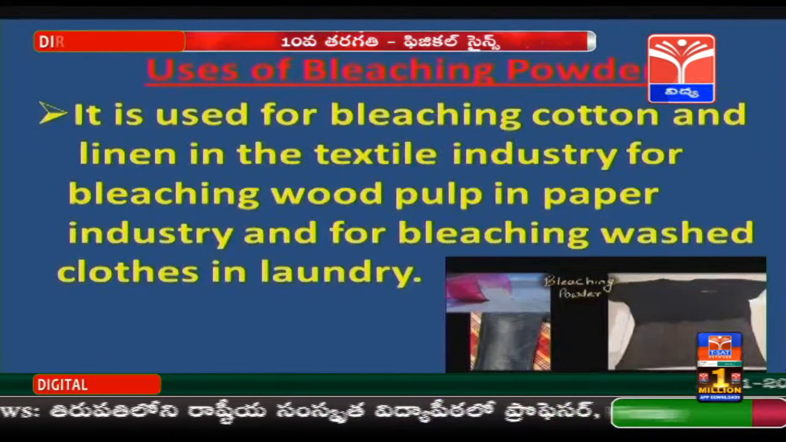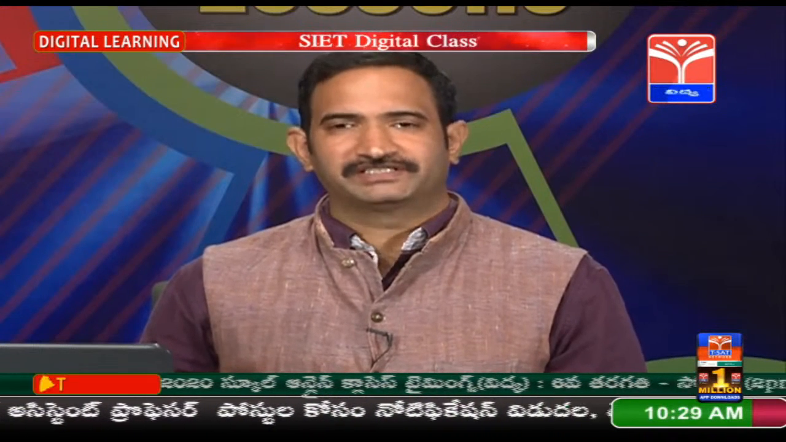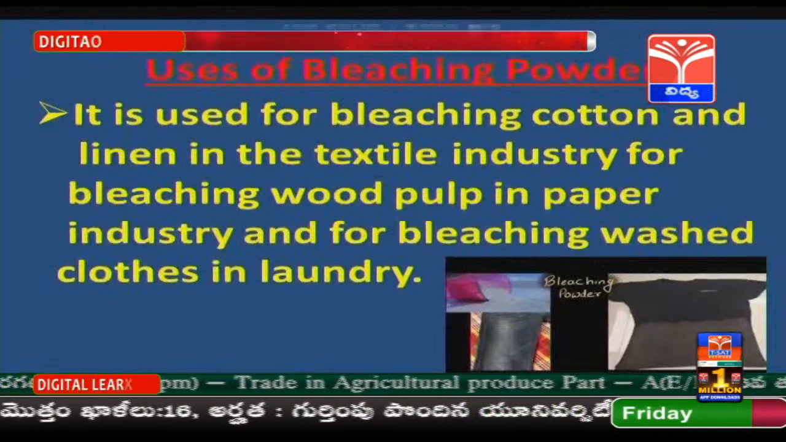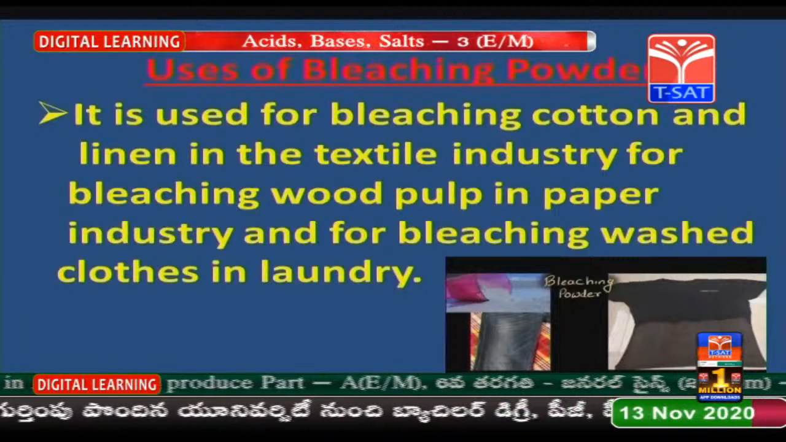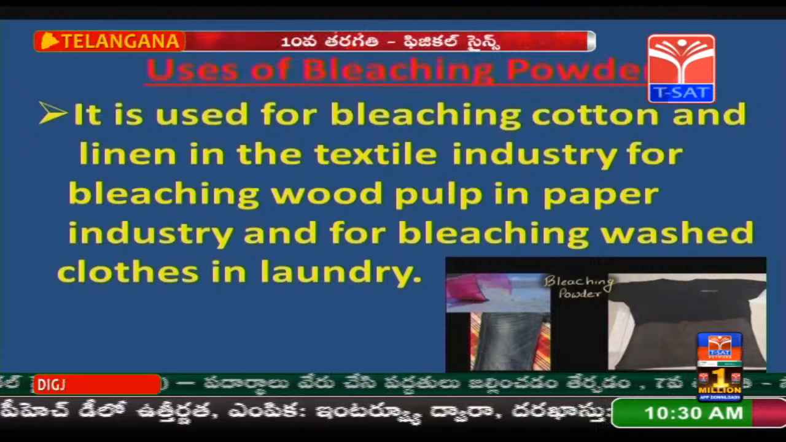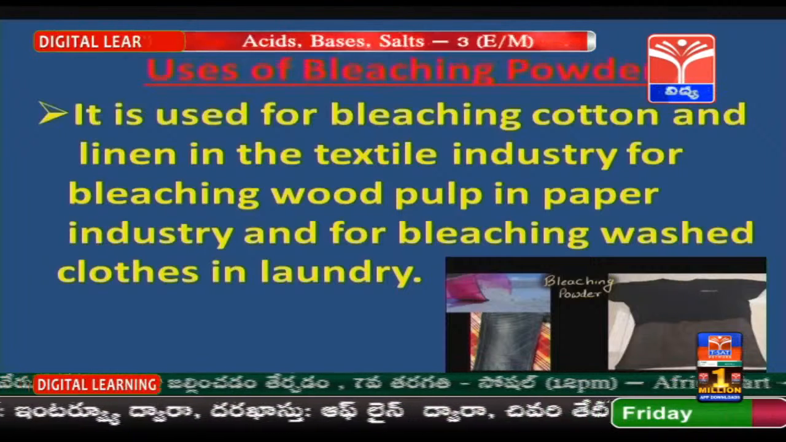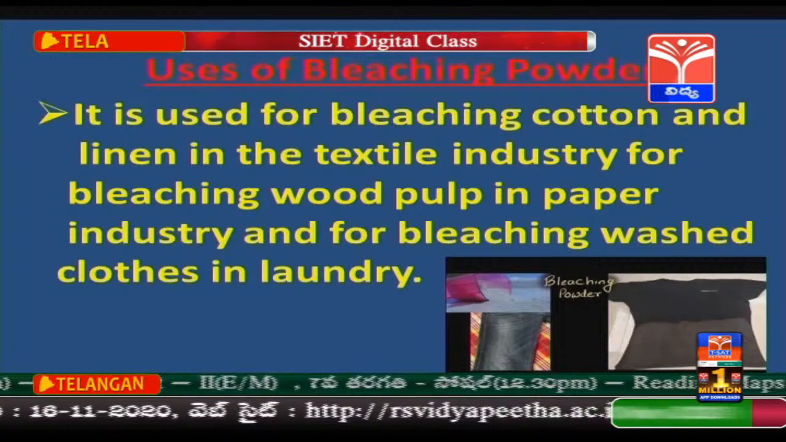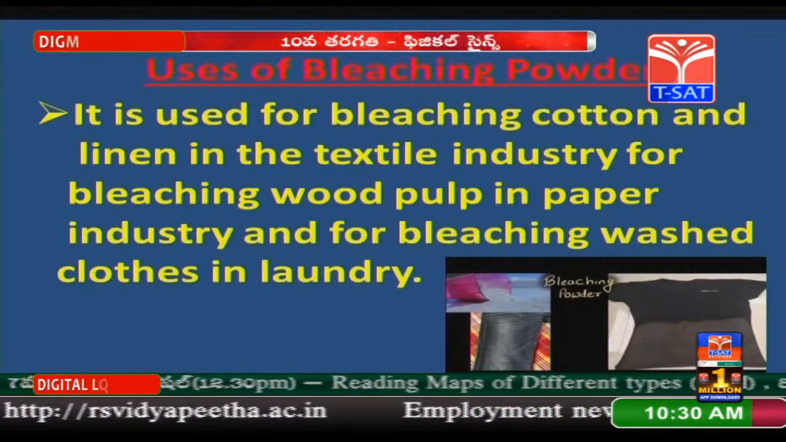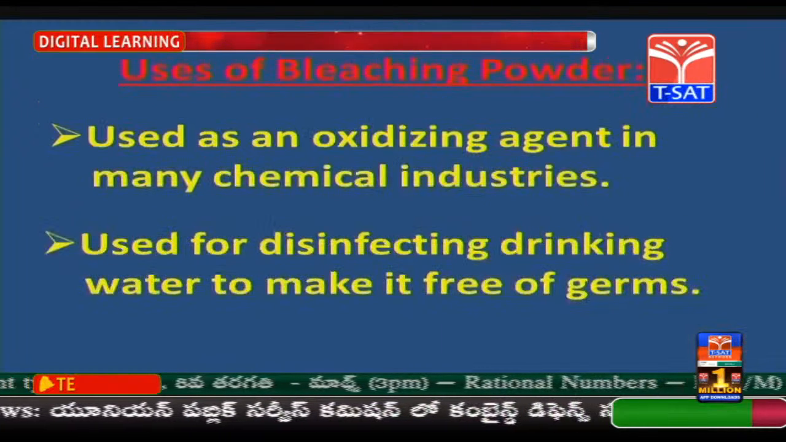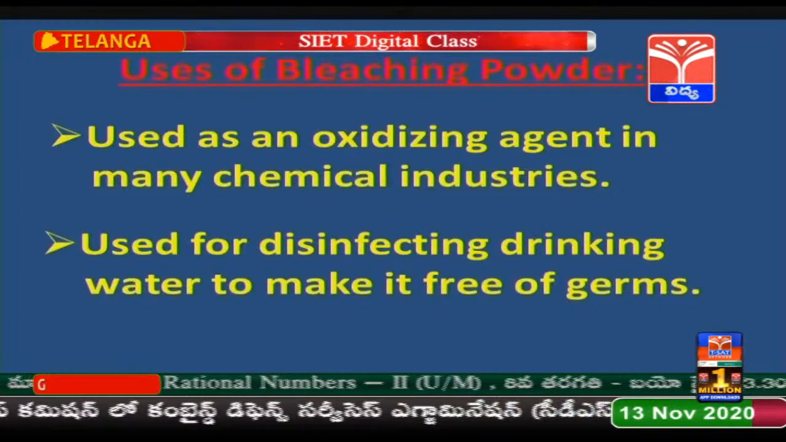Now, let us see what the uses of bleaching powder are. The name itself indicates it bleaches. Bleaching means it is used as a decolorizing agent. Normally, it is used in sugar industries to remove the color of sugar crystals, and also in the paper industry. Here it removes the wood pulp color from the paper and we get a fine white paper, and it is used as a bleaching agent in the textile industry. It is used as an oxidizing agent for many chemical industries.